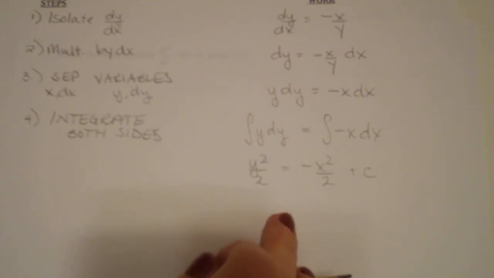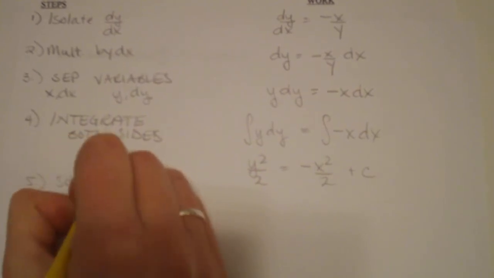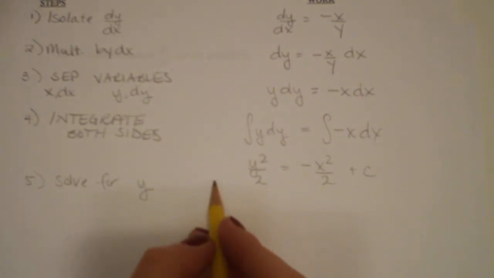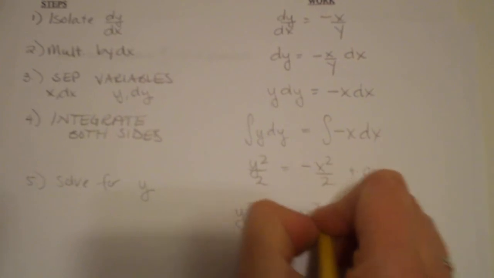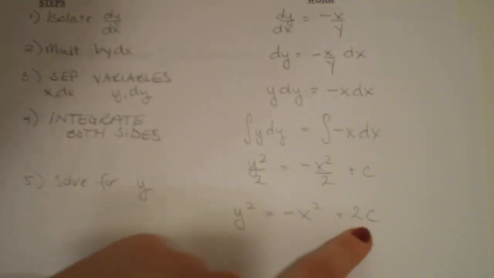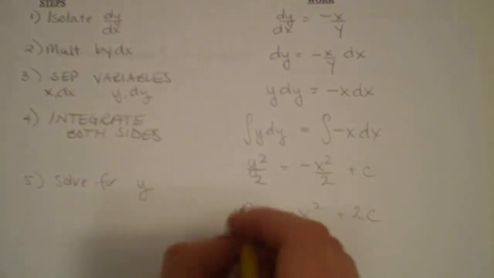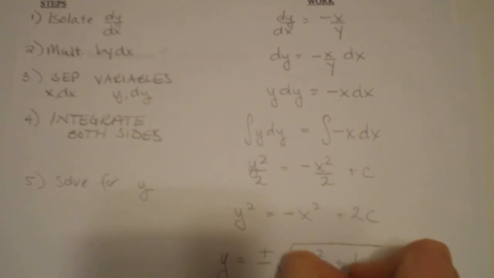Now I'm not done yet, because of course we have to solve for y. I mean, that's what I'm going after all along. So I'm going to multiply everything by 2. y squared is equal to negative x squared plus 2c. Now remember, c represents a constant. So when I multiply my constant by 2, it's just some other constant. Okay? So now I just take the square root. So y is equal to the positive and negative square root of negative x squared plus k.